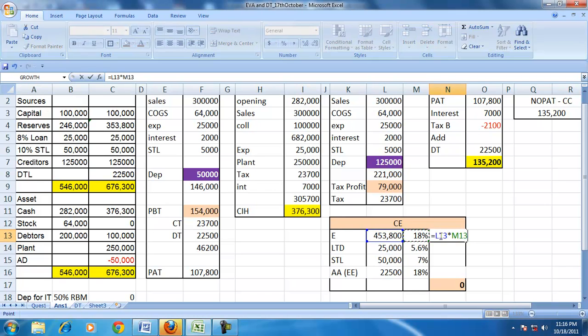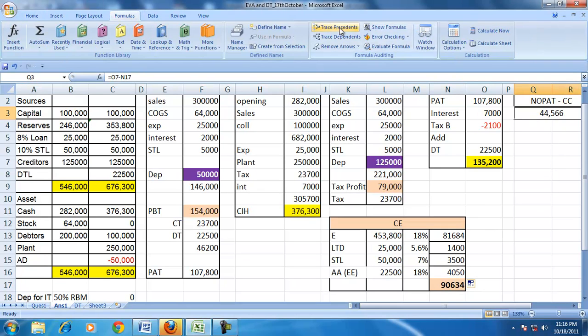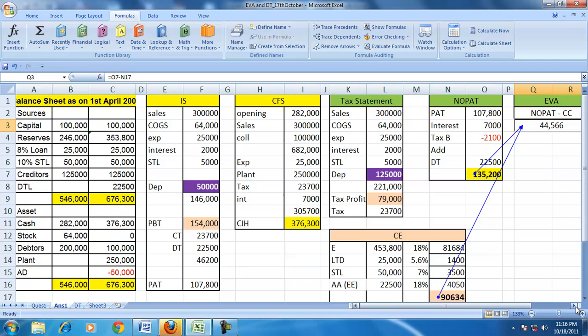So when we multiply the rate with the amount, you get the total capital charge, and total capital charge is 90,634, and that is the cost of the funds for using the amount of equity, long-term debt, and short-term debt, and the corresponding accounting adjustment. So EVA, as we know, is the excess of the NOPAT over the capital charge, and in this case NOPAT is 135,200 and the capital charge is 90,634.